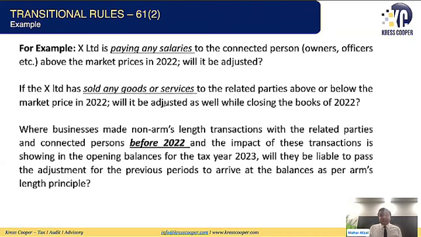In the same way, if X Limited has sold any goods or services to related parties above or below the market price in 2022, will it be adjusted as well while closing the books of 2022? Take another case where the business made non-arm's length transactions with related parties and connected persons in 2022 or before 2022. My question is: the impact of these transactions shows in the opening balance of the balance sheet for the tax year 2023. Will they be able to pass the adjustment for the previous period to arrive at balances as per the arm's length principle?